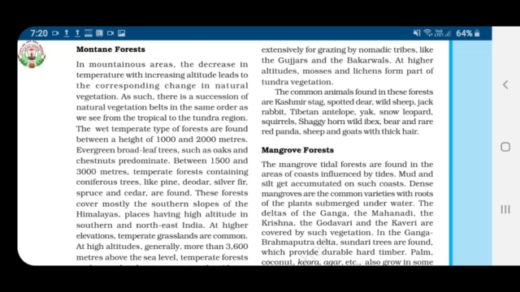Today we are going to see the topic mountain forests in geography chapter number 5. Let us start this topic. The decreasing temperature with increasing altitude leads to the corresponding change in the natural vegetation in mountainous areas. So we all know that as we move to the upper altitude, as we move up to the mountainous region, the temperature decreases.